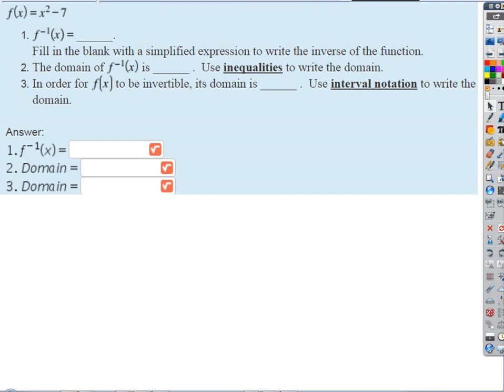We want to write the domain of the inverse function using inequality notation, and in part 3, oops, it's frozen. Okay. Part 3, they want us to write the domain of f of x, the function, so that it's invertible.